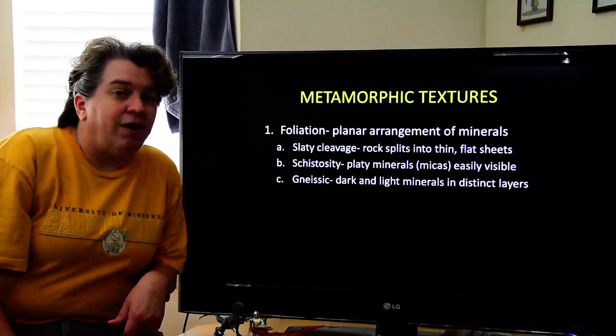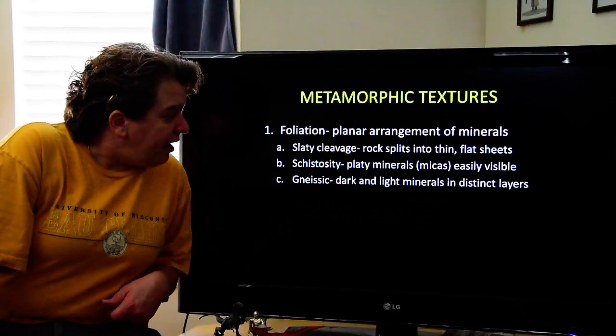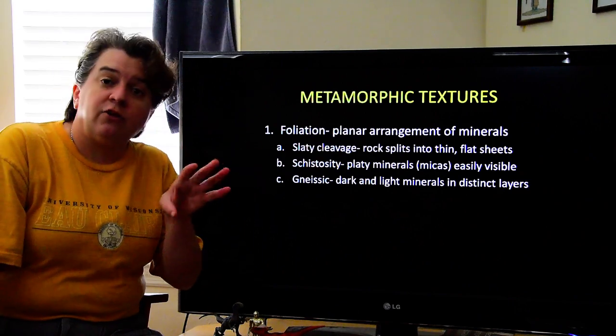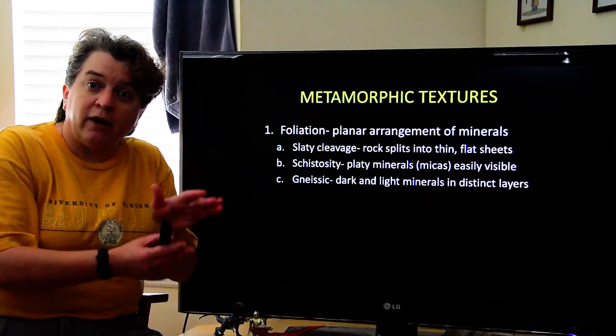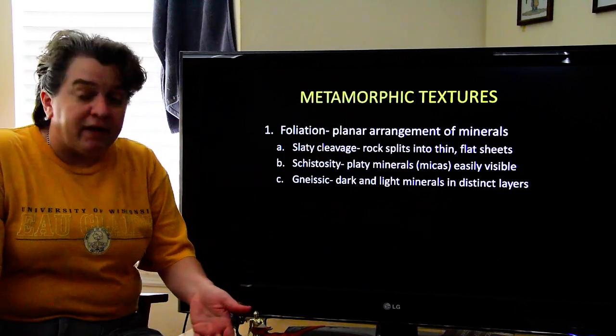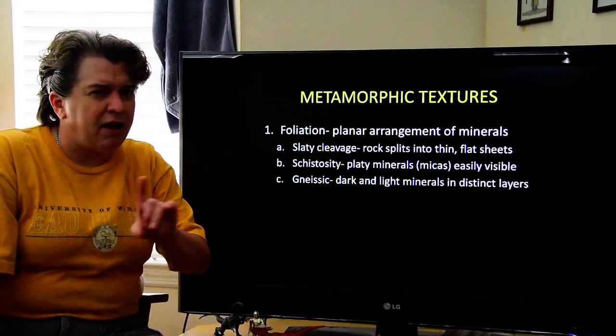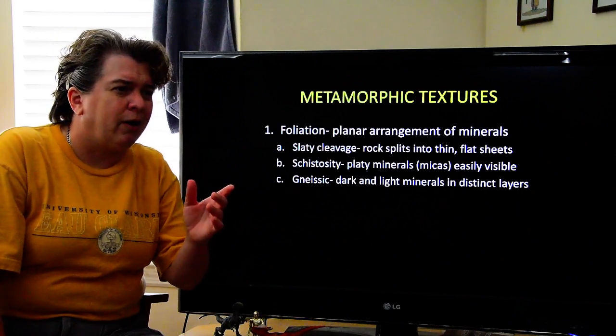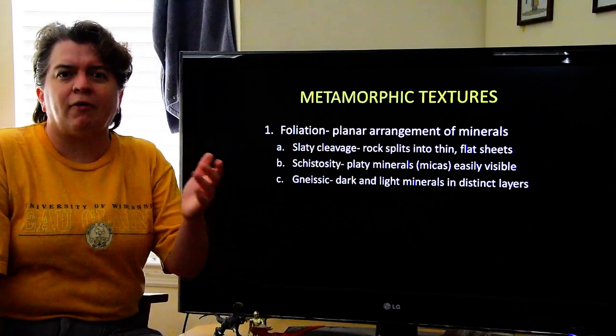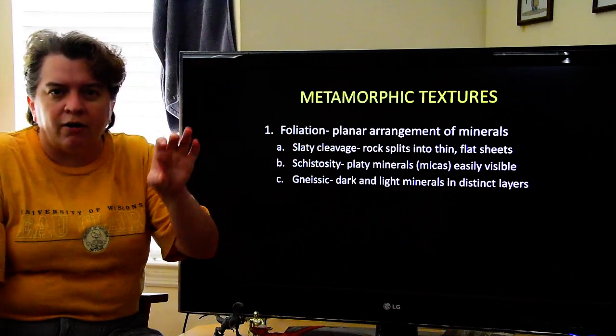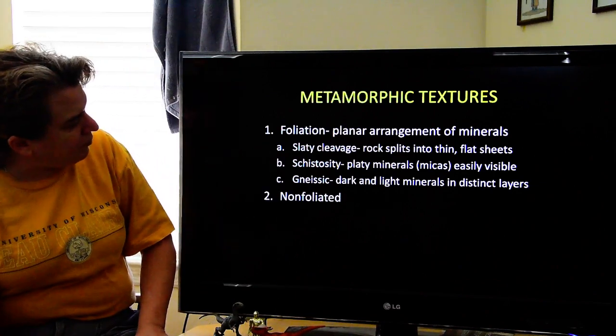And then we have what's called gneissic foliation. And this is where you're going to have light and dark minerals organized in layers. And so that's like the rock I picked up that was black and white, right? Light and dark layers. It doesn't have to be black and white. It can be pink and black or gray and black, but it's always something lighter colored and darker colored.